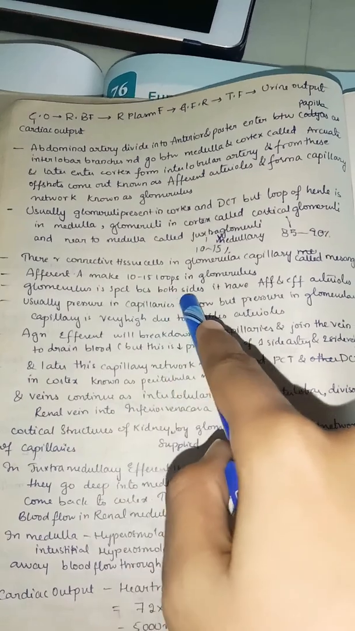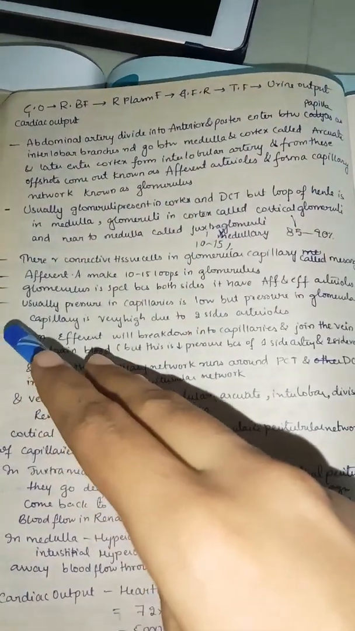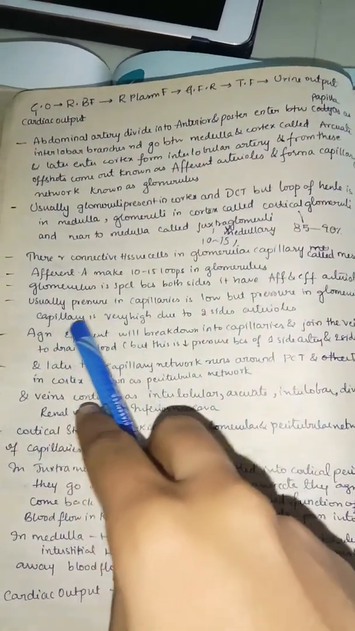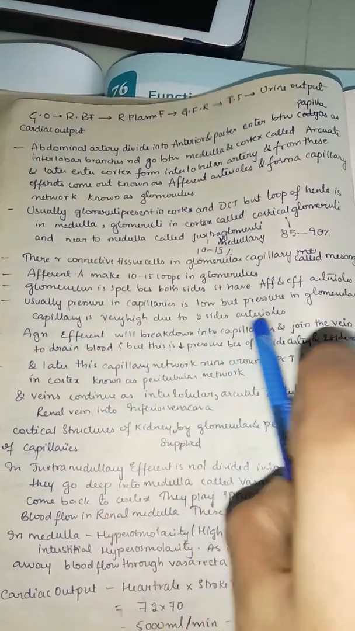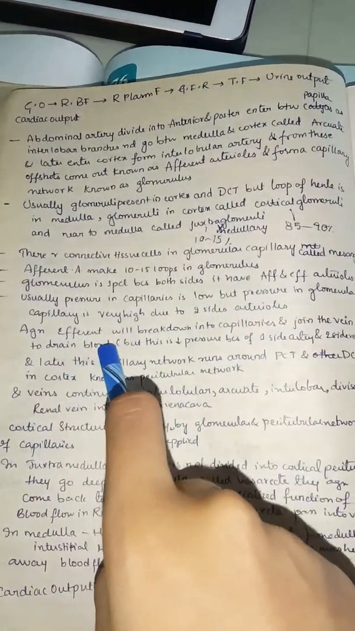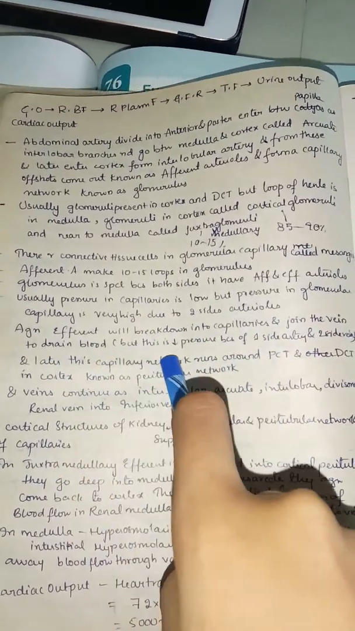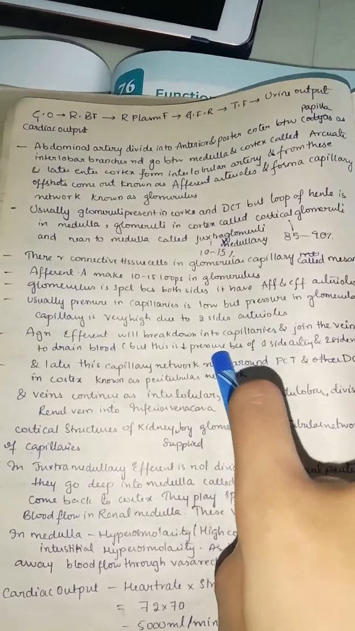So the glomerulus is special because on both sides it has arterioles, afferent and efferent. Always, one side should have an arteriole and the other side a vein, but here both sides have arterioles, so it's a very high pressure system. Usually pressure in capillaries is low, but the pressure in glomerular capillaries is very high due to arterioles on two sides. Again, the efferent arteriole will break down into capillaries and join the vein to drain the blood, but this is low pressure because of an artery on one side and a vein on the other. That is the case in the peritubular capillary network.